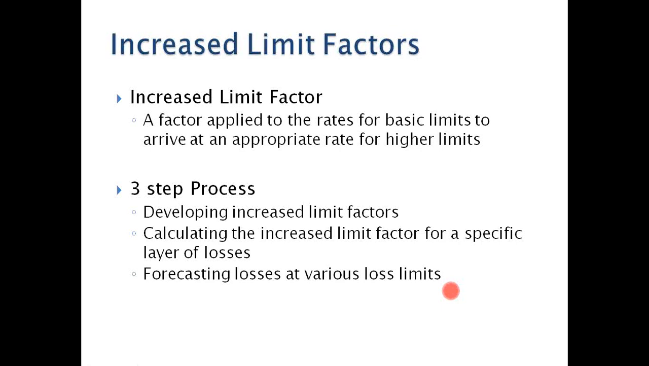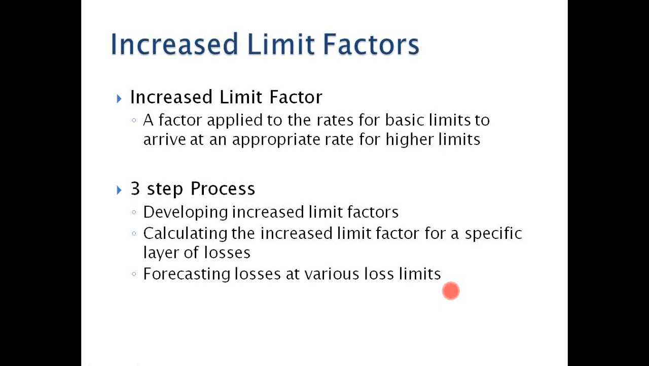And so an increased limit factor, as it defines here, is a factor applied to the rates for basic limits to arrive at an appropriate rate for higher limits. Okay, we said we're going to go up to 50,000. Now we're going to have a factor we'll use as a multiplier to determine the higher limit. It's a three-step process. So, develop increased limit factors.